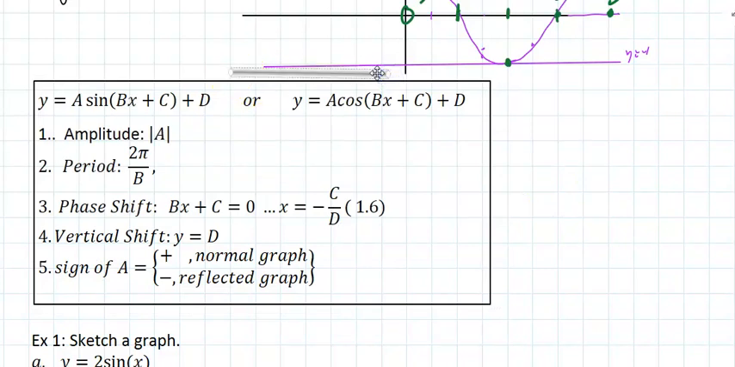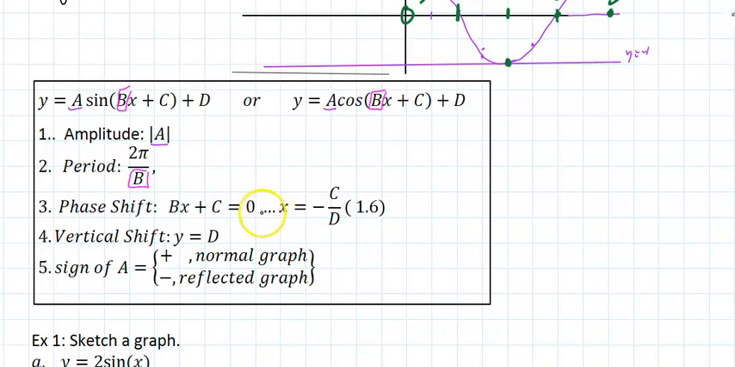If I'm looking at y equals a sine or cosine, it doesn't matter. The amplitude is the absolute value of the number that's being multiplied by a trig function. The period, that is, how long does it take it to make a full cycle, is 2 pi divided by whatever this number is. I'll elaborate on that in a minute.